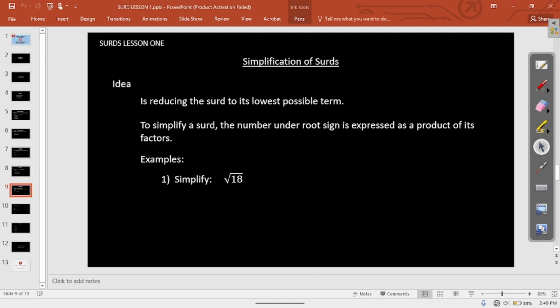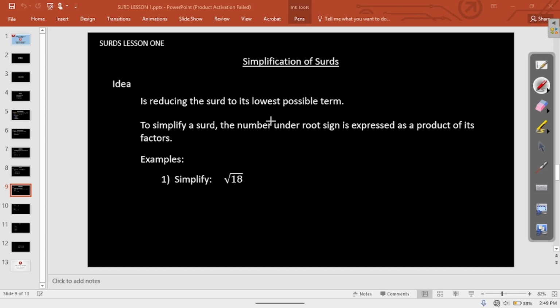So from there we move to simplification of surds. So how do you simplify a surd? First of all, we need to get the idea. What does it imply to simplify a surd? To simplify a surd is basically reducing the surd to its lowest possible term.